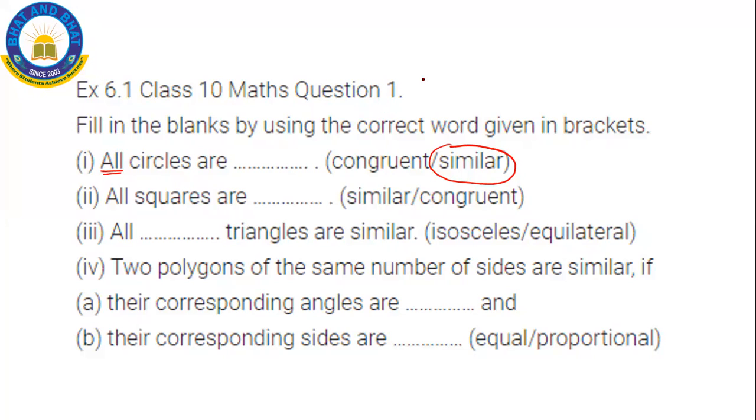So if you have to make two circles congruent, what should be the condition? Anybody, students? How can I make two circles congruent? I can make two circles congruent with respect to radius. That means I should make the radius of two circles equal. If I make the radius of two circles equal, then both circles will become congruent.